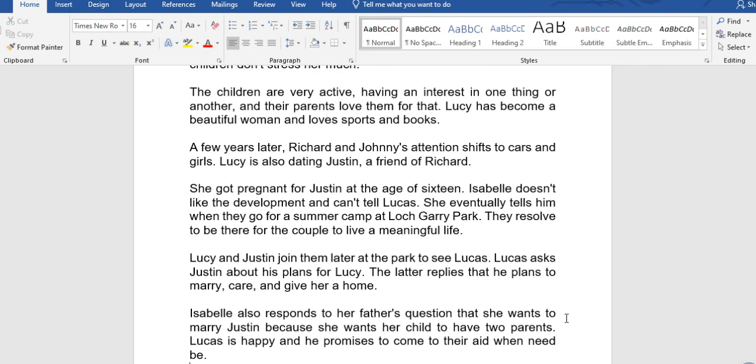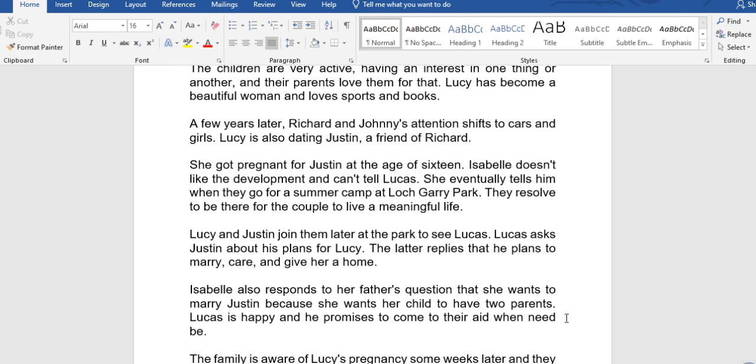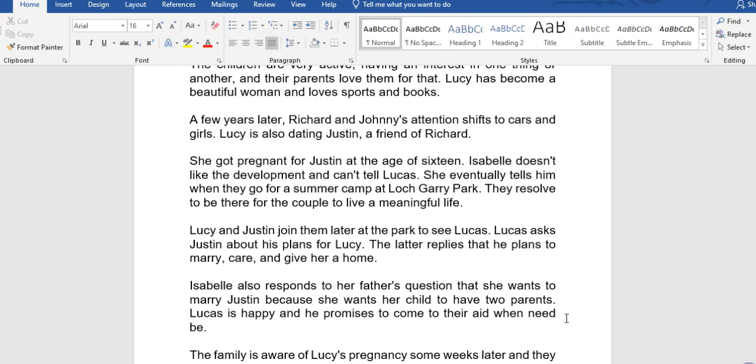Lucy is also dating Justin, a friend of Richard. That is, Lucy is dating Justin, one of the friends of Richard, her brother. She got pregnant for Justin at the age of 16. Isabel doesn't like the development and can't tell Lucas.